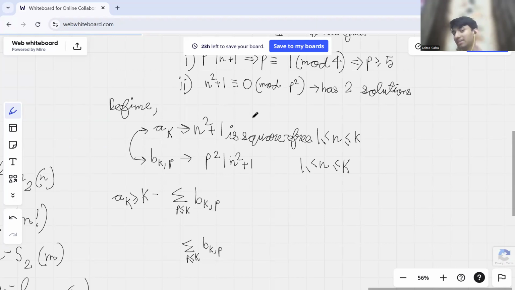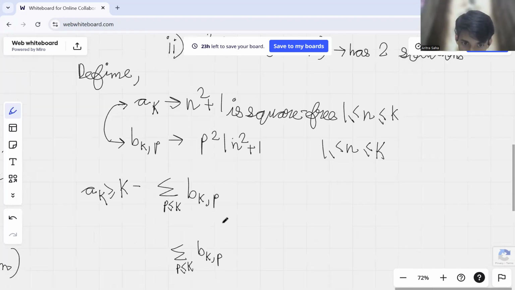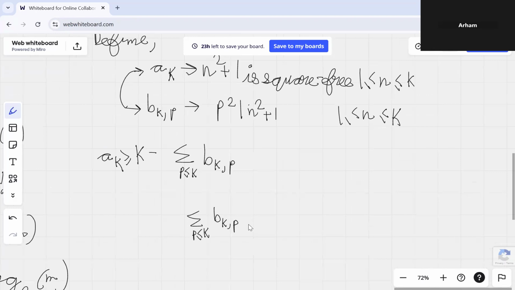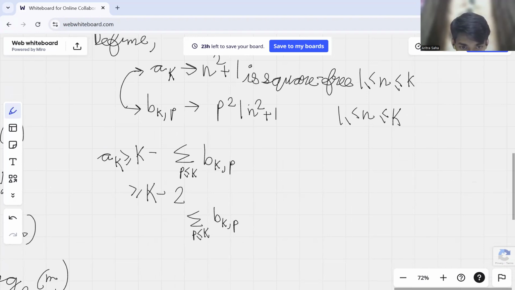See, it's not hard. If it has two solutions, how can you bound it? How many solutions can it have at max? Two times floor of K by P, or wait, no, not exactly that. It has mod p square, so K by p square, right? Yes, two times floor of K by P square. So you can bound this by K minus 2 times summation.